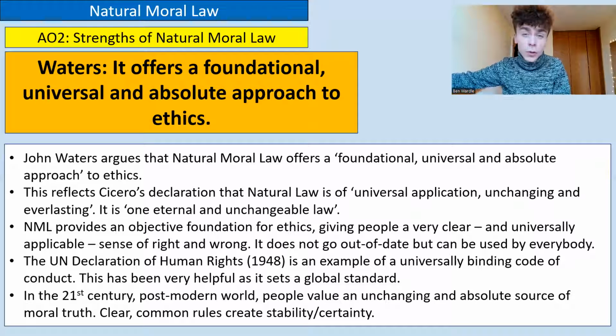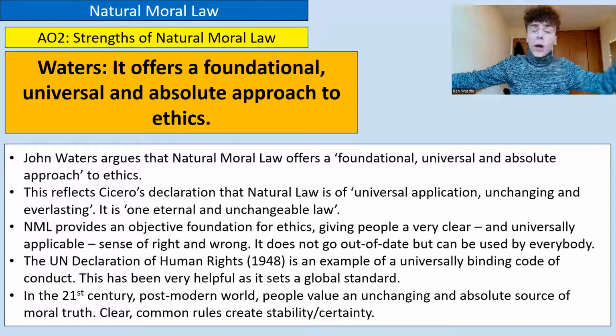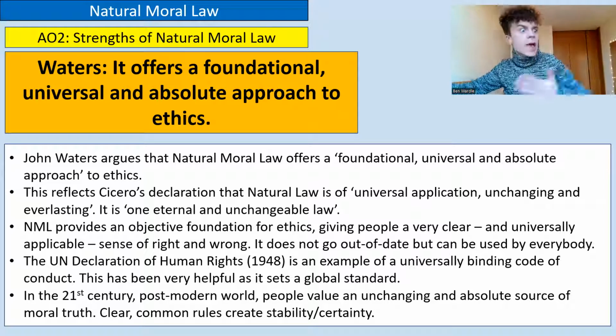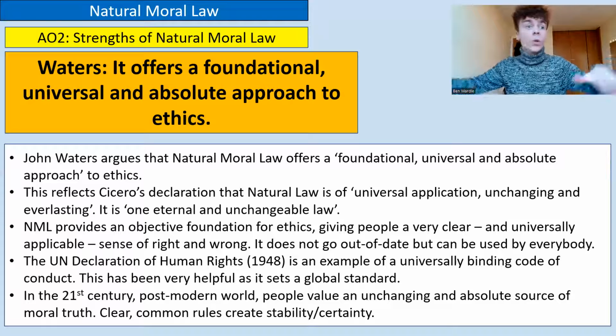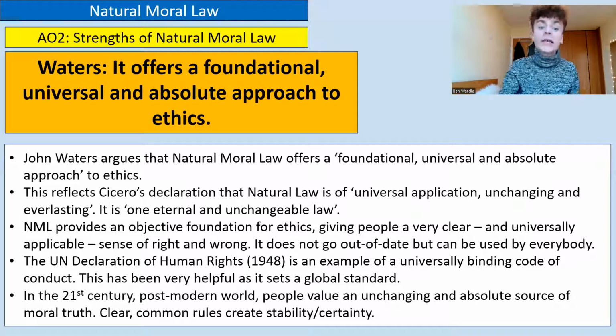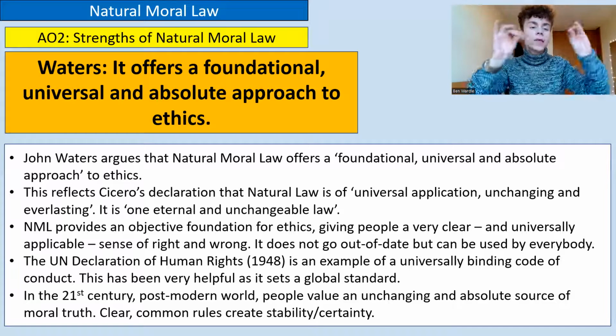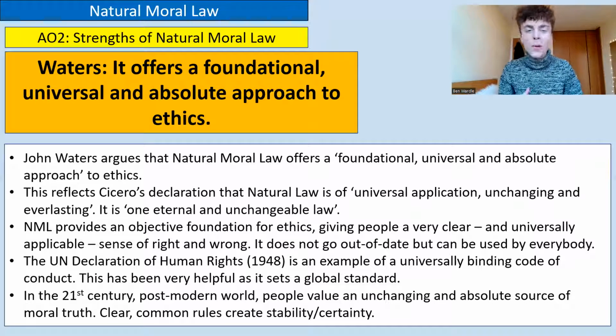And so you can see that as a real strength, that it provides that consistency, that certainty, that clarity. It is absolute, it's concrete, it's unchanging. We all know where we stand. And crucially, as I say, we are all involved in it because we are all using our reason to reach that conclusion. Of course, your counter argument here is that people have different ideas about what the good is, and they actually argue over which of those precepts might be right. But as a strength from Waters, it's foundational, universal, and absolute, which reflects what Cicero originally said.